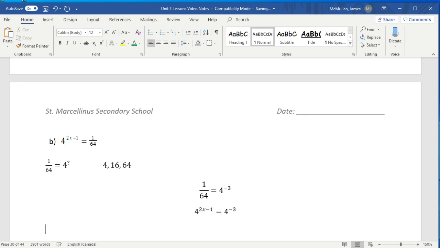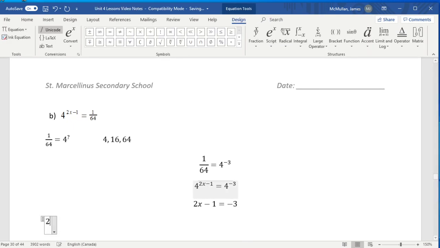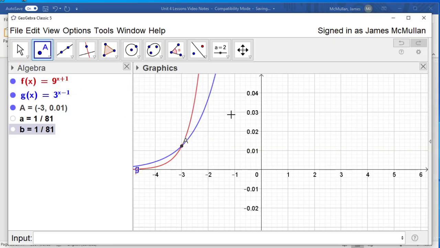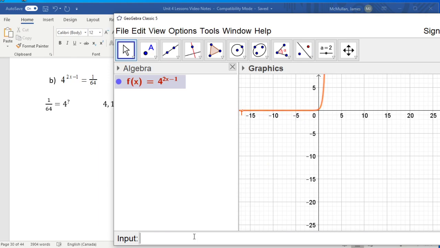And we just solve. 2x minus 1 equals negative 3. So 2x equals negative 2, and x equals negative 1. Okay, and that would be the solution to that one. So again, as a check, let's just use GeoGebra rather than sub in. So here you go. 4 to the power of 2x minus 1, and then 1 over 64.